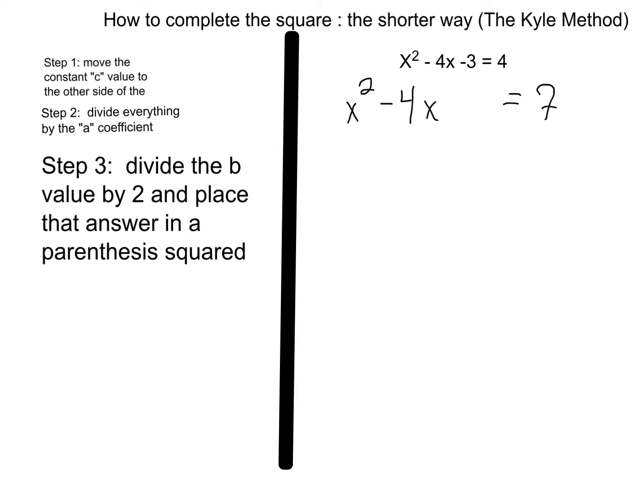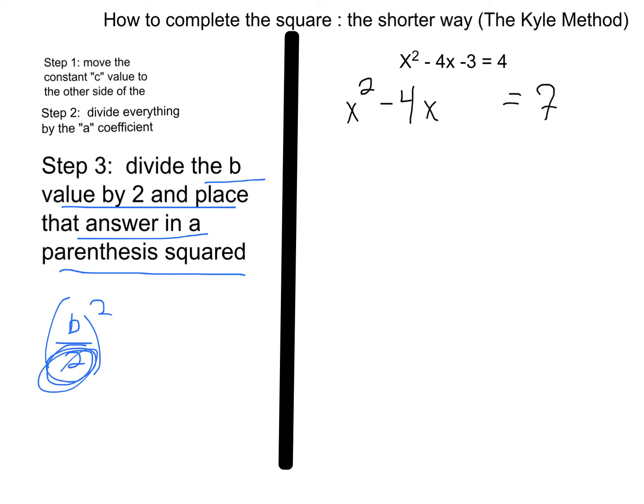Now, here's where it's a little different. We're going to take our b value and divide it by 2 and place it in an answer. Place that answer in parentheses, squared parentheses. So basically, in the long way, we had to do the square half, the b divided by 2 squared. What this method does is we're going to take this part first, the divide part, and then the second part then says we're going to square that answer and move it.